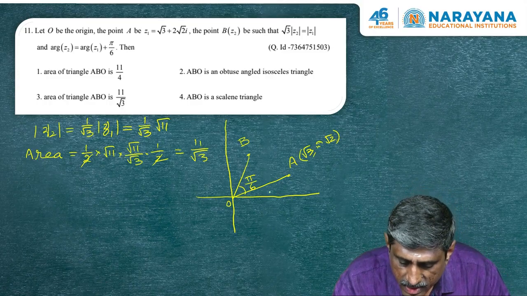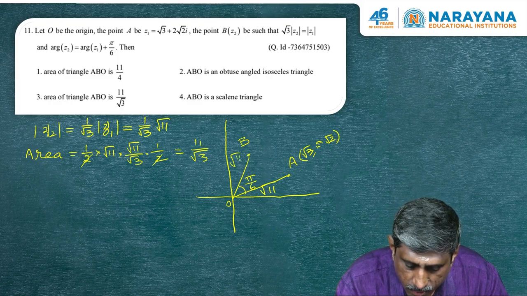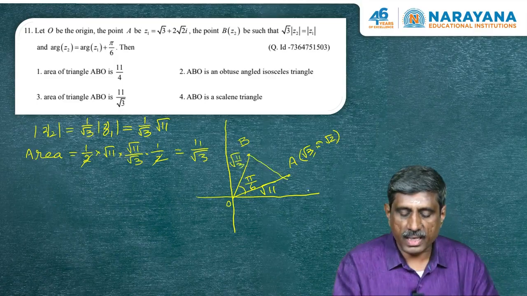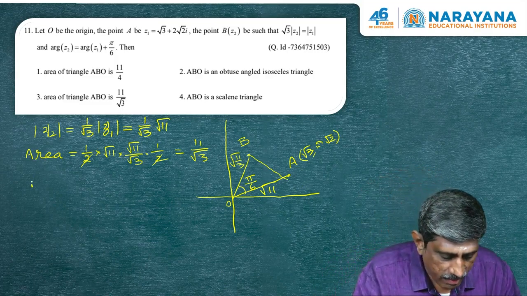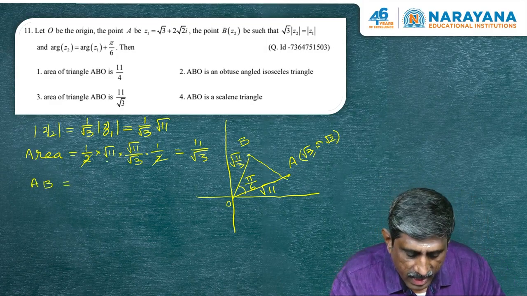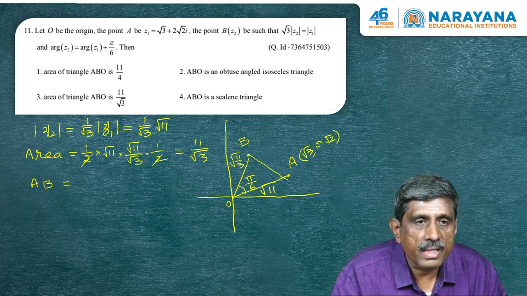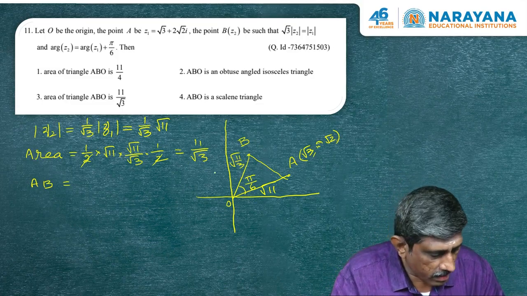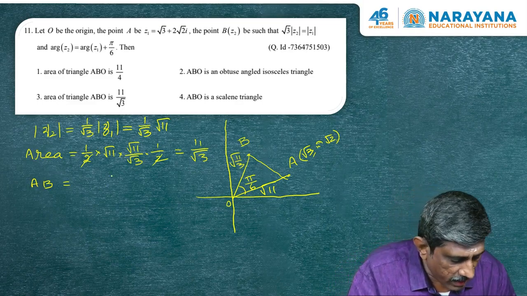Now, this is root 11, and this is root 11 by root 3. When we complete the triangle, let us find out the distance AB. Actually speaking, the area of the triangle is half BC sin A, with the angle pi by 6. AB is the distance, which we find by the cosine rule.